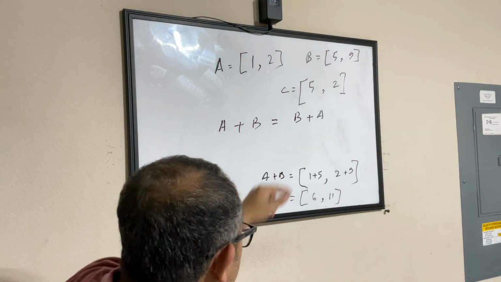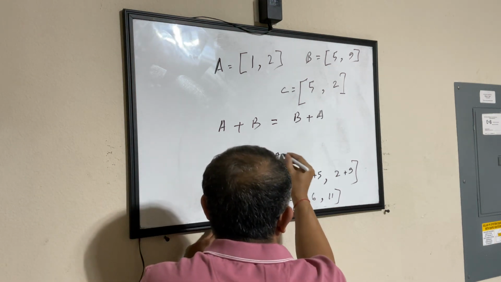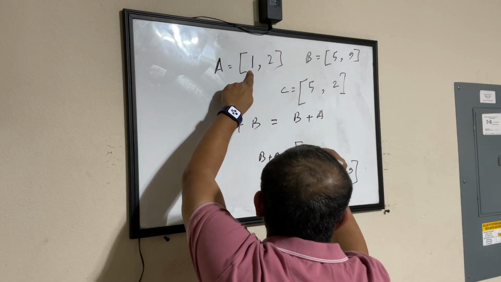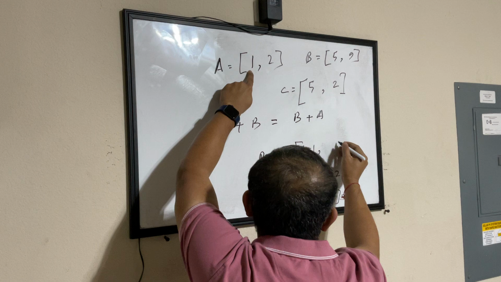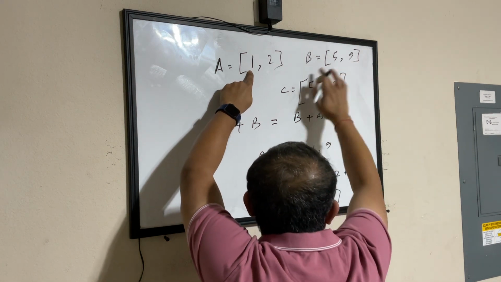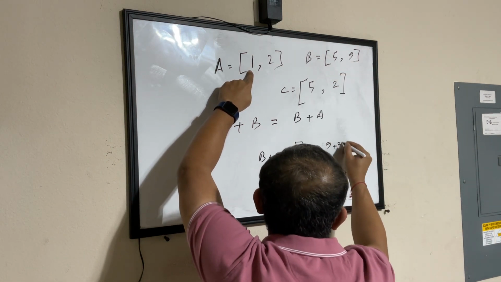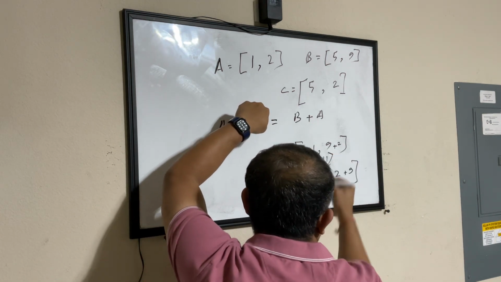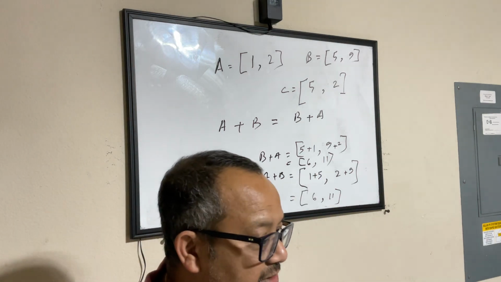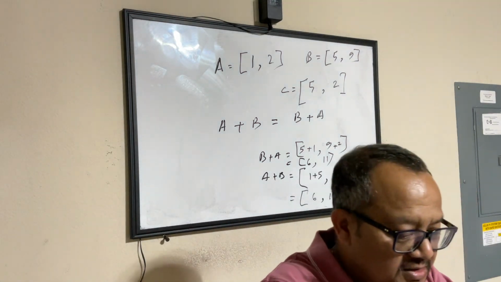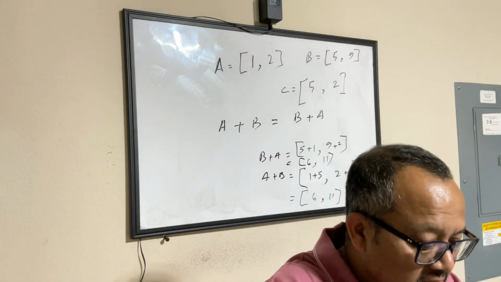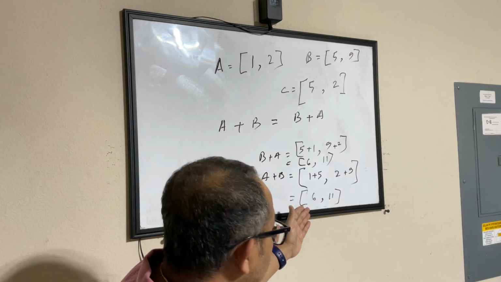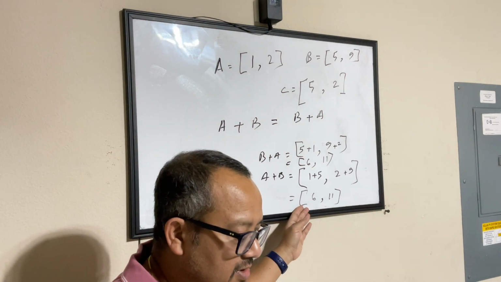Now let's look at B plus A. If I do B plus A, what will happen? First I will put the B terms, which is 5 plus 1, same position. I am not doing anything fancy, okay? I am just putting this number first because it's B plus A. 9 plus 2. What did we get? Same value. So B plus A gave me this matrix. The resulting elements are the same as in the first scenario. Agreed?